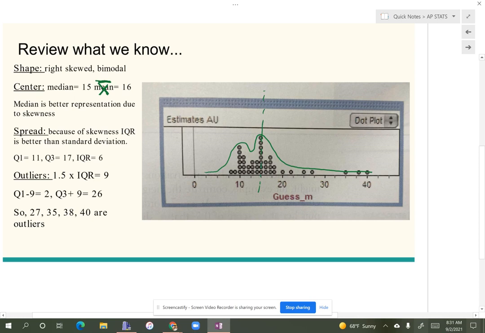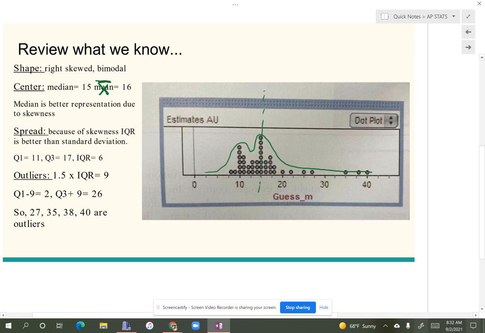There's your center. Okay, the spread: because of the skewness, we use the IQR, the interquartile range, instead of the range. We use it more than standard deviation because that is affected by outliers too. In the measurements, Q1 was 11 and Q3 was 17, so your IQR is 6.